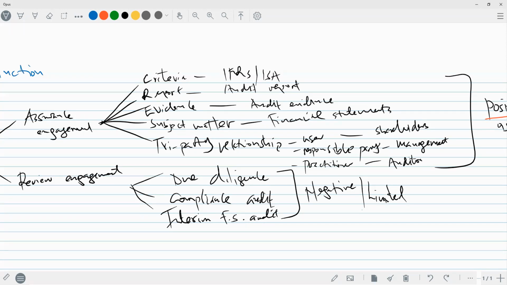You asked what assurance engagement and review engagement are branches of. They are engagements that you, as an auditor, can be asked to perform. You can be asked to do a review engagement, and you can also be asked to carry out an assurance engagement.